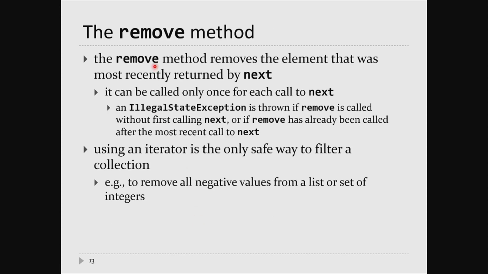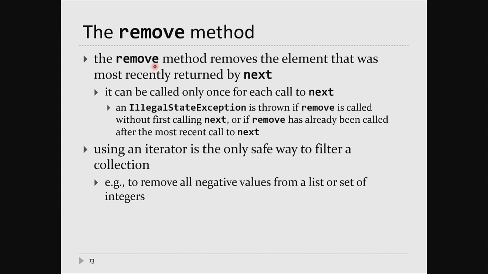So remove for an iterator should remove the element that was most recently returned by next. The way you use the iterator is you call next repeatedly. After you call next once, you're allowed to call remove once. So you can do next, then remove, then next, then remove, then next, then remove. You can't do next, remove, remove.